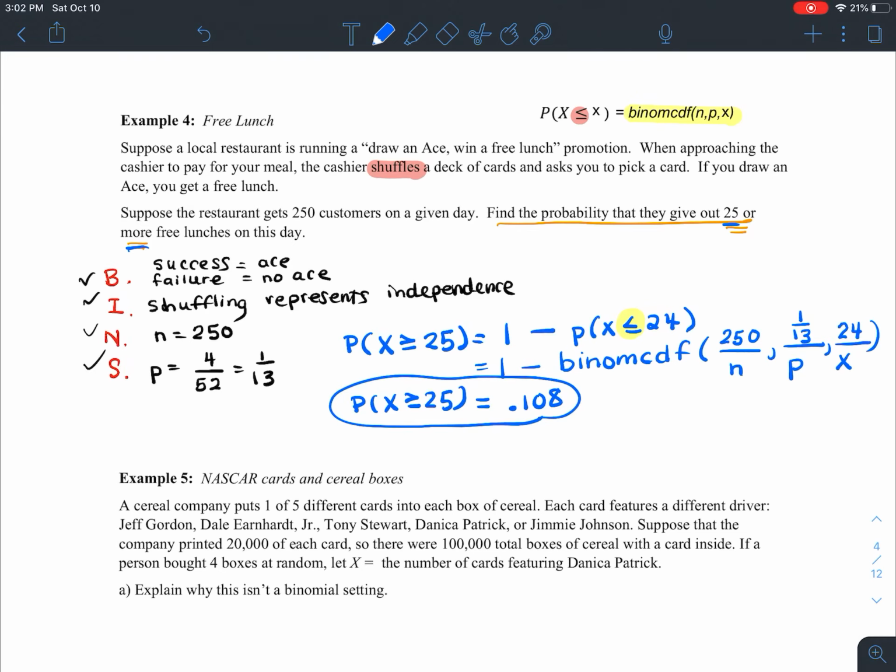By the way, for a problem like this, we certainly would not want to use the binomial formula that's on the formula sheet. That actually works just like the PDF feature on the calculator. It only calculates one probability, and if you were to try to use that for this, you would have to use it so many times. You'd have to calculate for 25 successes, 26 successes, 27 successes, all the way up to 250 successes. You'd have to repeat that formula that many times. So hands down, you definitely want to use this binomial CDF feature here.